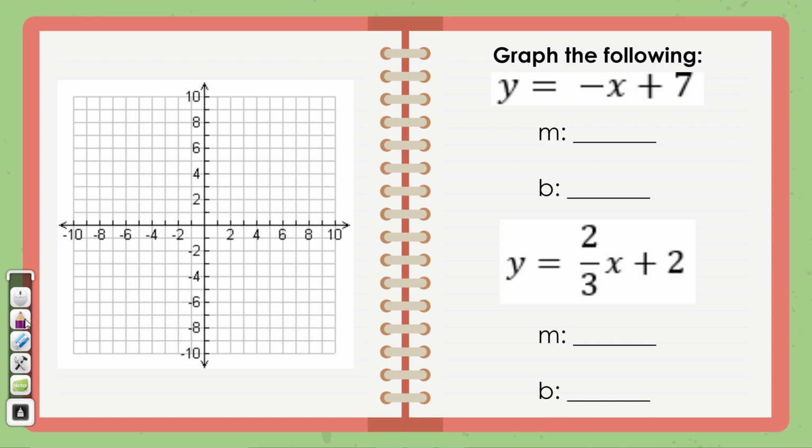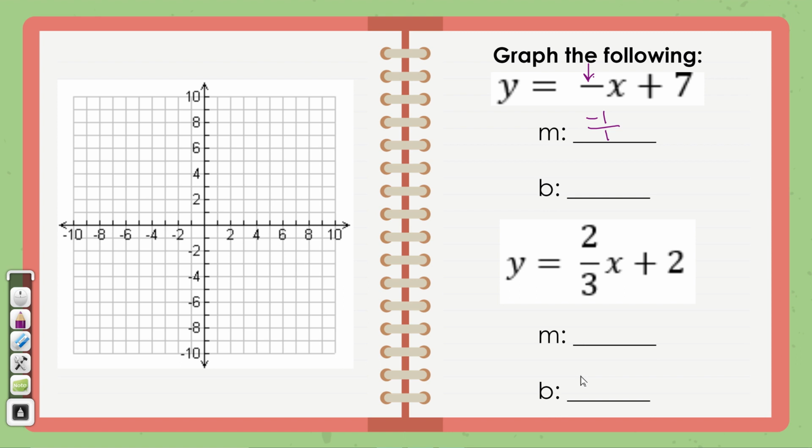Okay, so that's what we're looking at doing now. It starts with saying, graph the following equations. So we have y equals negative x plus 7. We want to identify our slope and our y-intercept, and then we have y equals 2/3 x plus 2. Starting with the first one, what is our slope? We have the negative sign here in front, which we know means -1, and we want to make it a fraction, so we put it over 1.